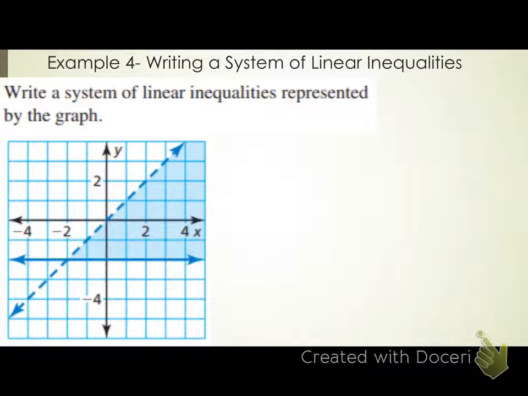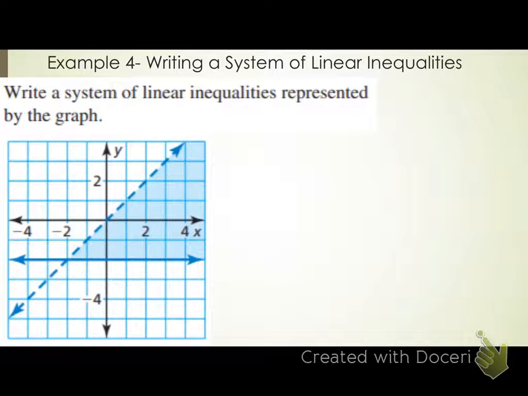Two more examples real quick. These go a little quicker than the previous ones. Now it gives us a graph, and it wants us to write a system of linear inequalities represented by the graph. So I'm working backwards from what I've been doing. Let's go ahead and construct our inequalities.